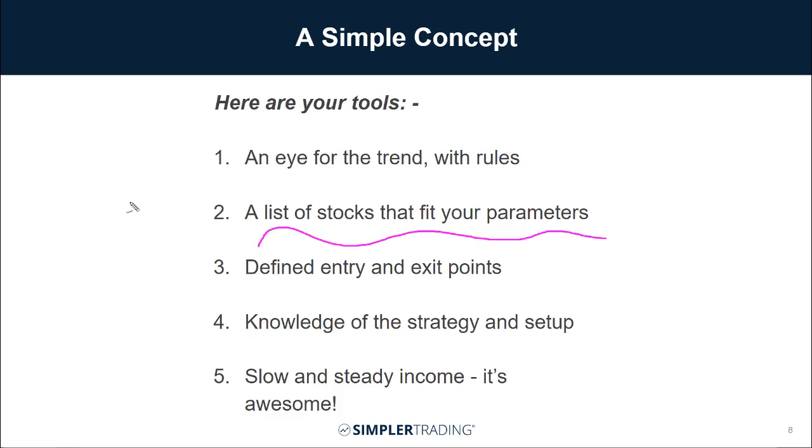The next piece of that is going to be the list of stocks that fit my parameters. So you need some rules for which stocks belong on this list. You also need the list of stocks. But the reason why the parameters are important is because you may have another stock that you want to add to this list, and it might work great with the strategy. So that's why I include the parameters.